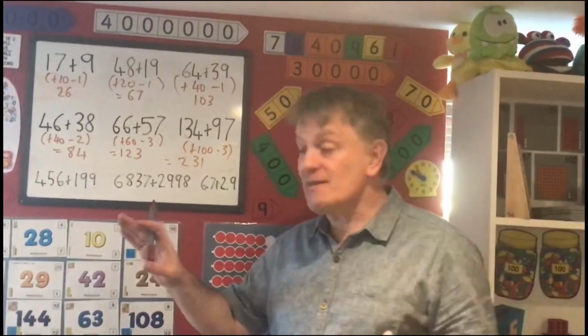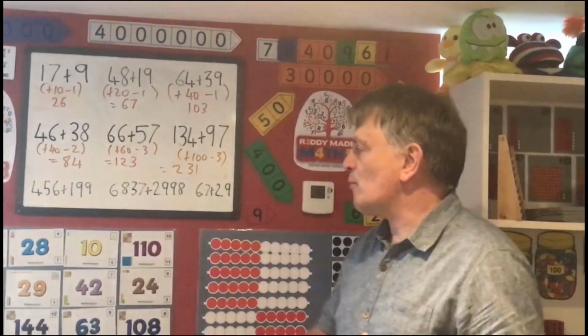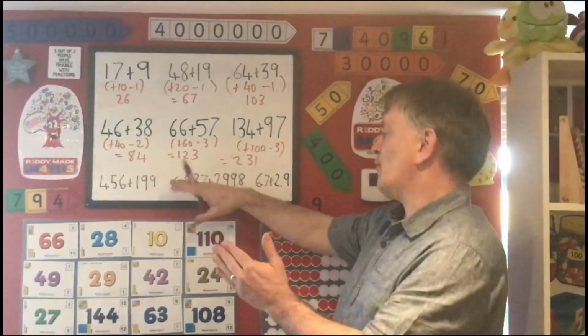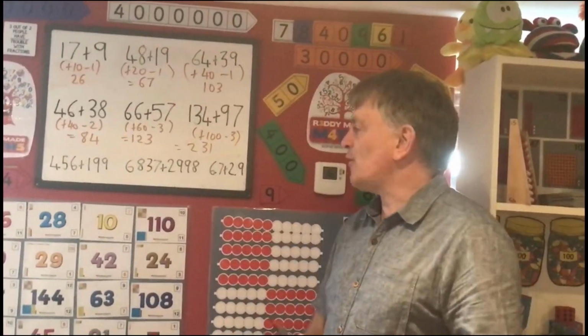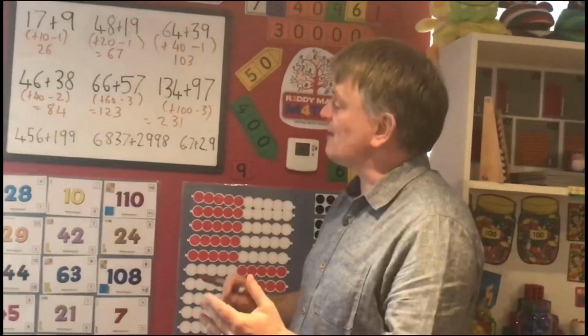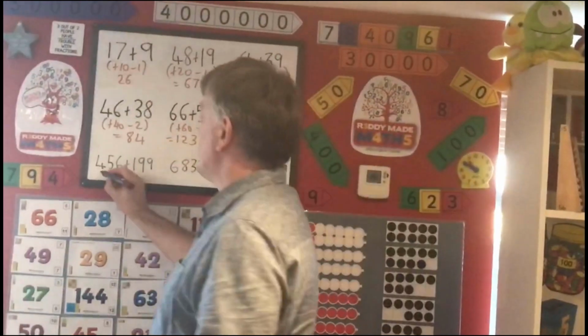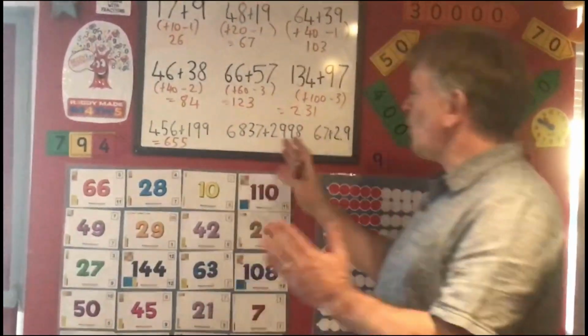We're going to finish off on this little part by looking at the final 3 calculations down there. We're moving into year 3, 4, 4, 5, and then into 5, 6. 456 add 199, hopefully fairly straightforward. We add our 200 this time and subtract 1, so we end up with 655.